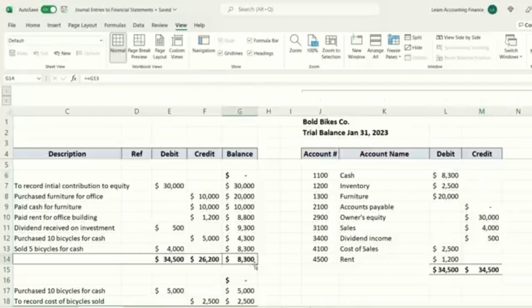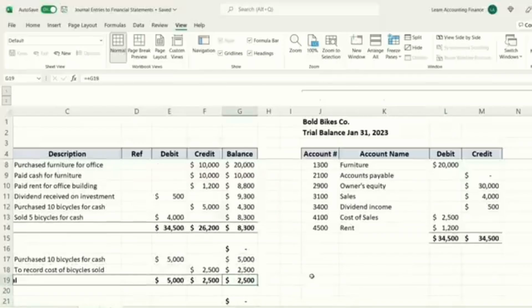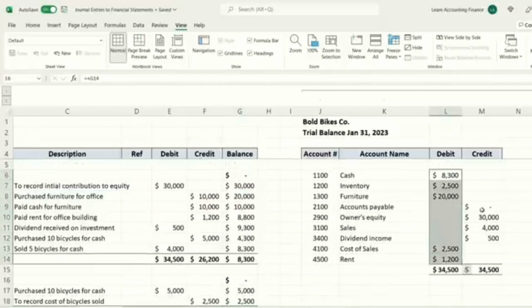So remember, cash at the end of the month was $8,300. Inventory at the end of the month was $2,500, and so on. So this is a summary of all of the balances. You may recall I mentioned that assets usually have a debit balance, which is exactly the case here. Accounts payable, if there was a balance, would probably be a credit balance, but in this example we have already paid the amount for accounts payable, so there's no balance there. Similarly, owner's equity has a credit balance by default. And then we discussed also that all income accounts usually have a credit balance and all expense accounts usually have a debit balance.